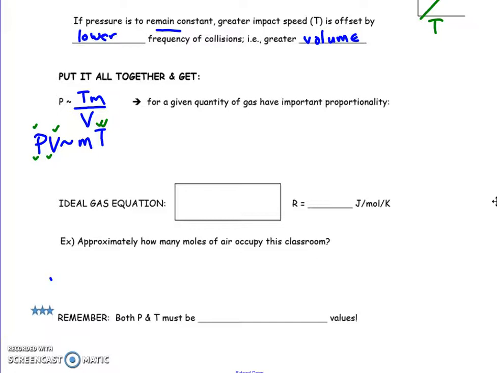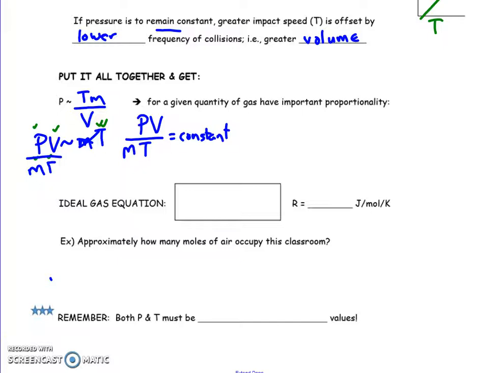All right. So what we're basically saying is, if I bring everything to one side now, okay, what I can say is the pressure of a gas times the volume of gas divided by the mass of a gas divided by the temperature is equal to a constant for all gases.